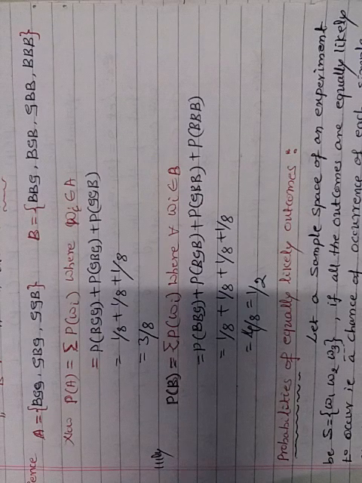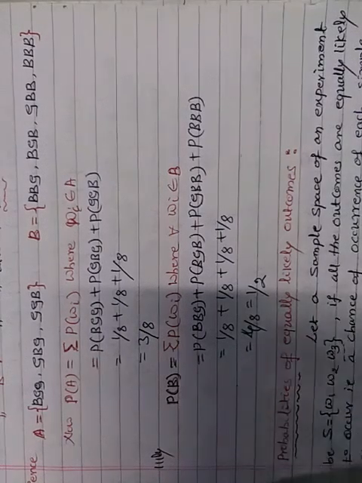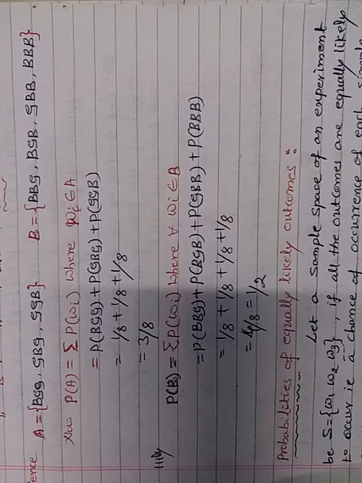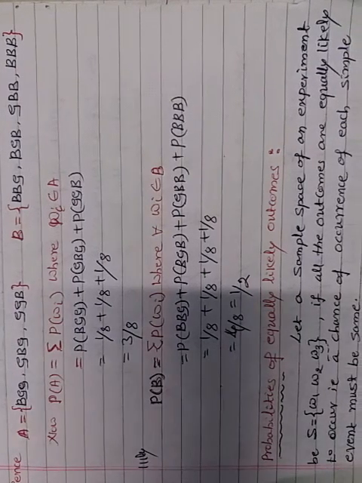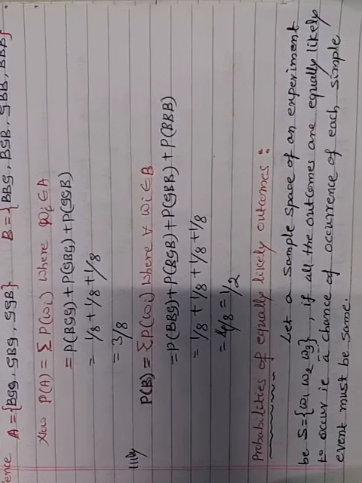So understand carefully, don't get confused. Hence the probability of A is given by 3 by 8. Similarly, the probability of B.